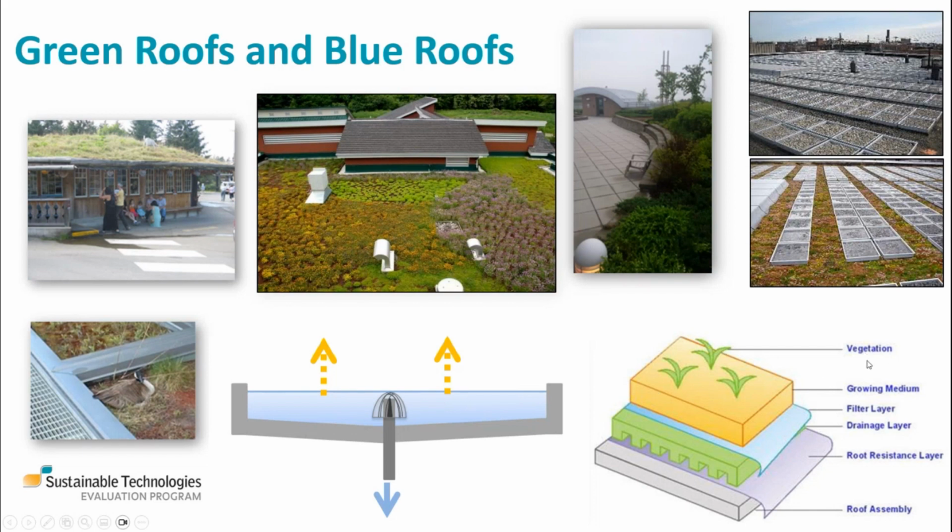So when we talk about the schematic, you can see it's a mixture between a blue and green roof because you have your vegetation on top, you have your growing media, you have your filter media, but then you have your drainage layer, your root resistant layer, and your roof assembly below. So you have that waterproof membrane and it can hold water a lot longer in between this drainage layer and the root resistant layer, making sure that you're not having high levels of stormwater go off your roof into the surrounding area.